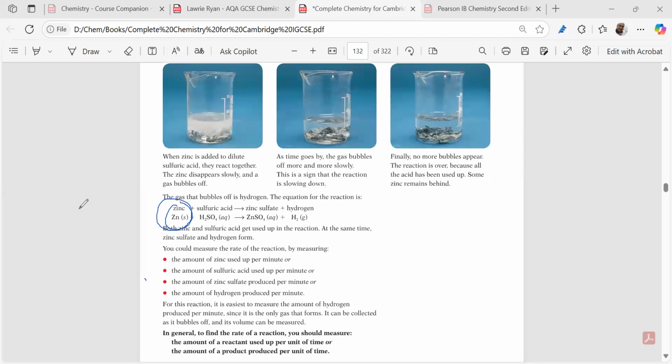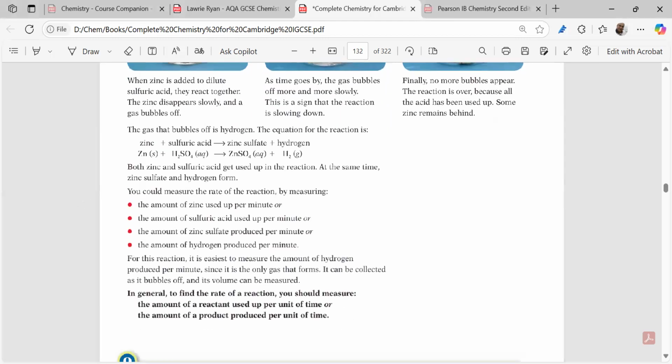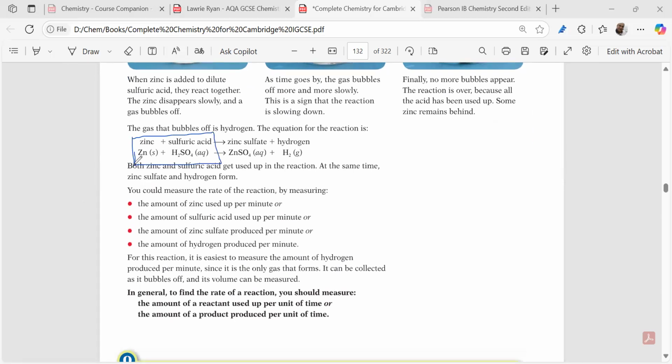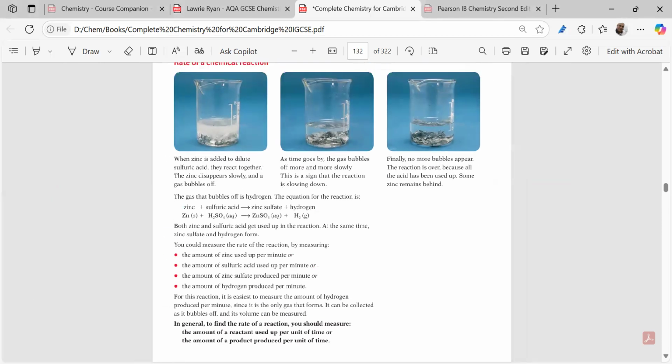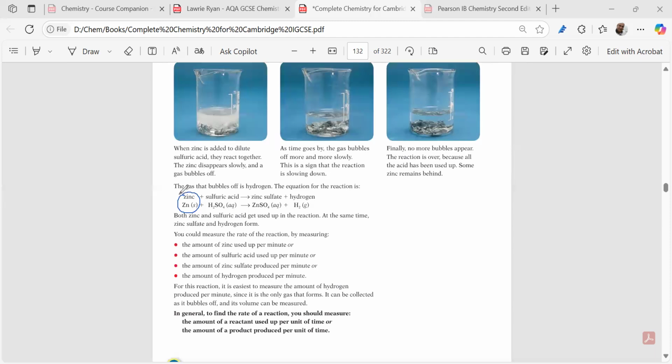I'm just trying to tell a very important trick. See, the reactants are used up. Remember that. The reactants are used up, and the products get produced. Do you get my point? Reactants always get used up, and the products get produced. So how can you find out the rate of the reaction? We can find out the rate of the reaction by four particular methods. First, we can find out the rate of the reaction by taking the zinc used up per minute.